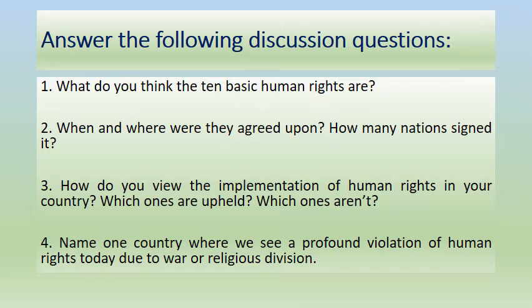When and where were they agreed upon? Of course, as we know, this was a document that was signed in Paris in 1948 in the UN headquarters, and then 192 nations, including Lebanon, signed this agreement. The agreement that all those nations supposedly should uphold the basic human rights. How do you view the implementation of human rights in your country?